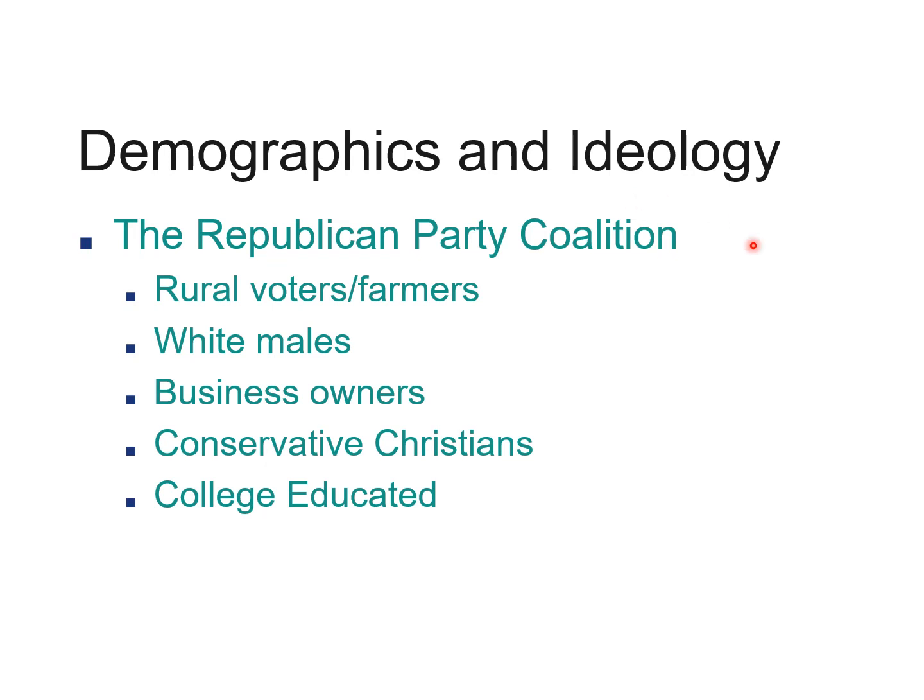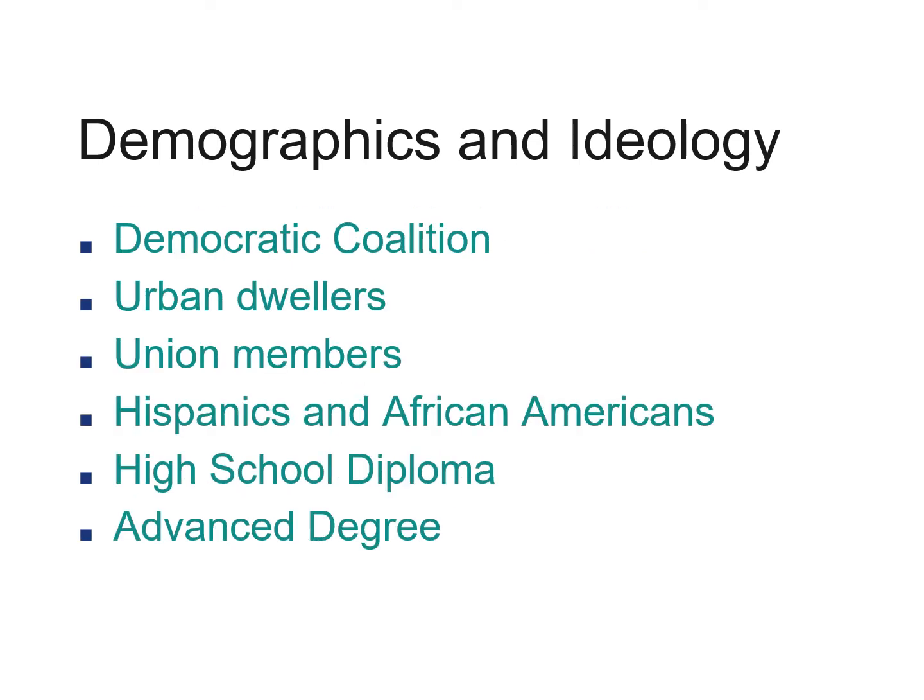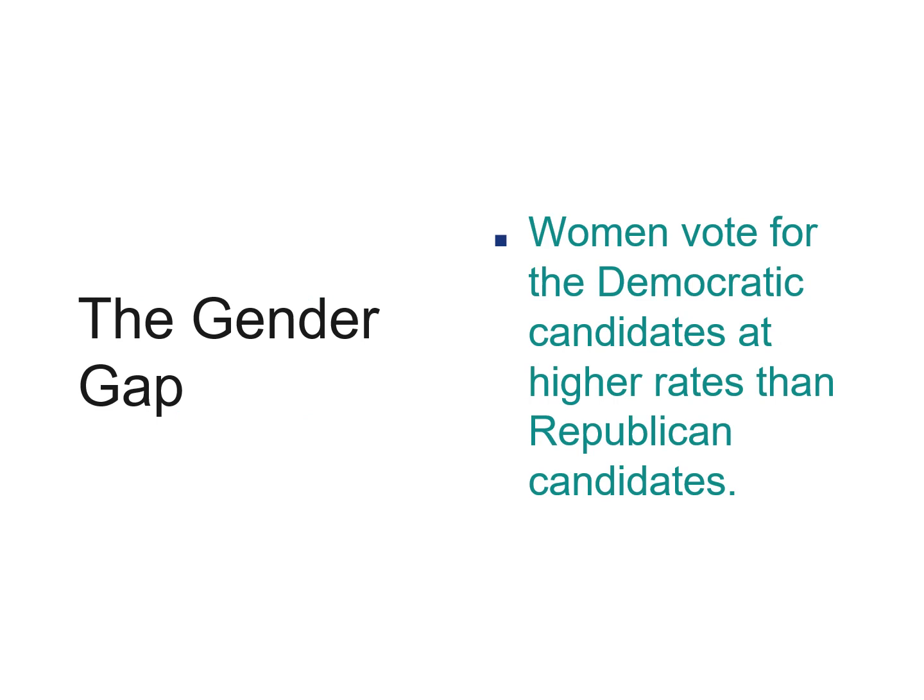So, demographics and ideology. The Republican Party coalition is made up primarily of rural voters and farmers, primarily white males, business owners, conservative Christians, and the college educated. And for the Democratic coalition, more urban or city voters, union members, Hispanic or African American voters, those with a high school diploma or an advanced degree. And when it comes to gender, women vote for Democratic candidates at a higher rate than Republican candidates.